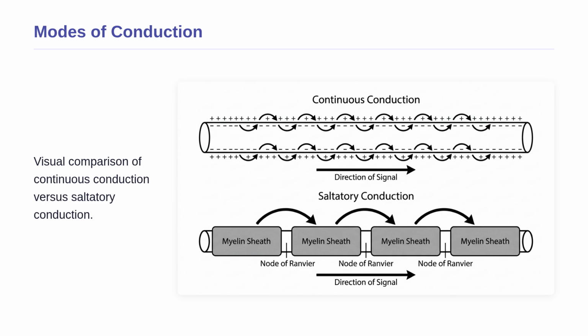On the bottom, you see saltatory conduction in a myelinated axon. The gray blocks represent the insulating myelin sheath, which increases membrane resistance. The curved arrows show the electrical signal literally jumping from one gap, called a node of Ranvier, to the next. This visualizes exactly how increasing the length constant allows the signal to skip down the axon, resulting in lightning-fast communication.